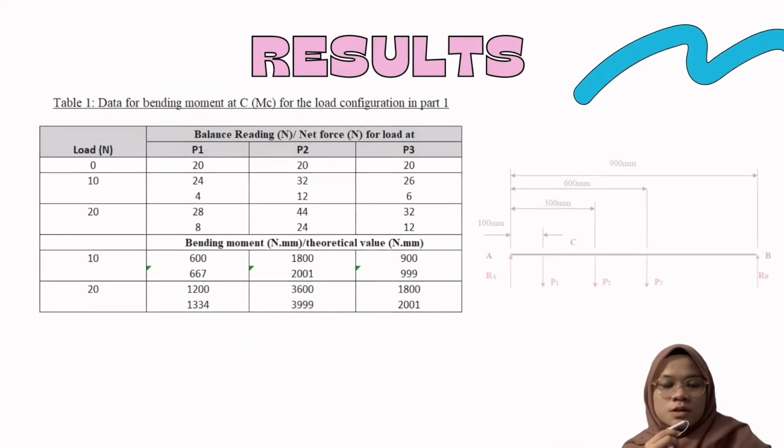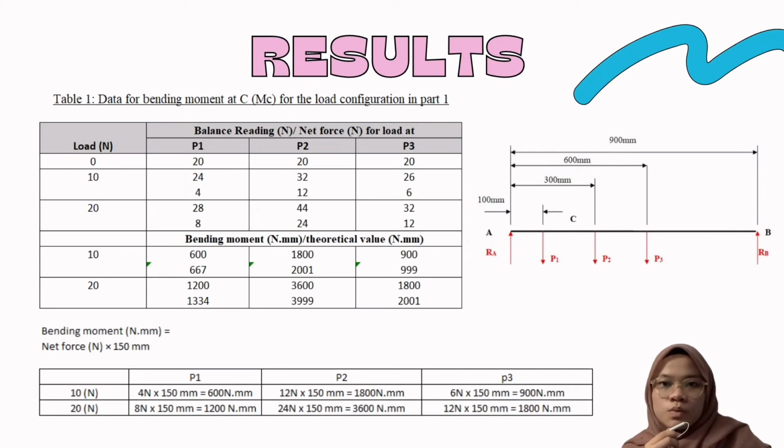And as for the results, I'll start first with table 1. On the right hand side shows the bending moment at C for the load configuration in part 1. And the left hand side shows the table and values obtained from the calculation.